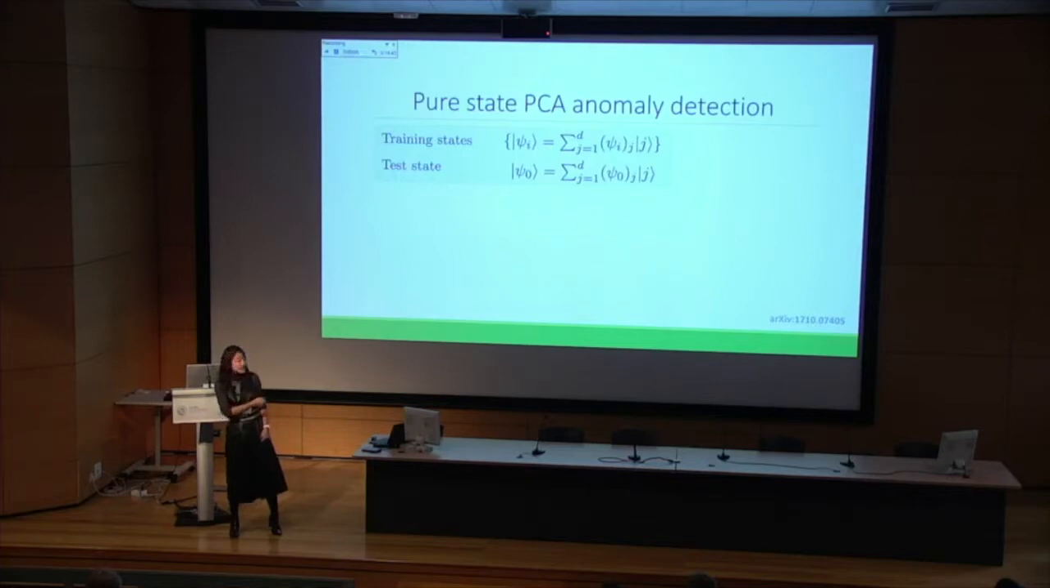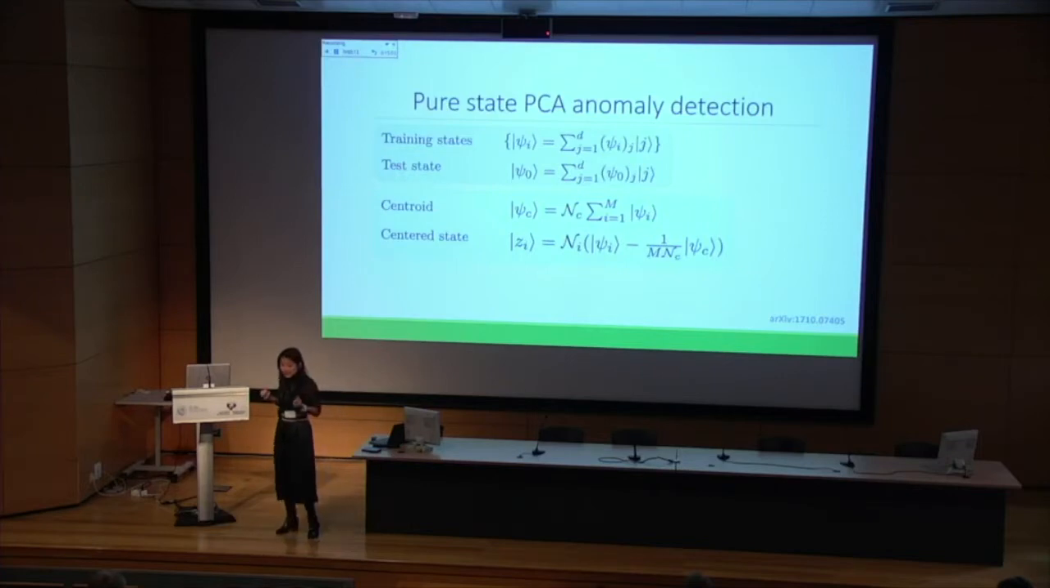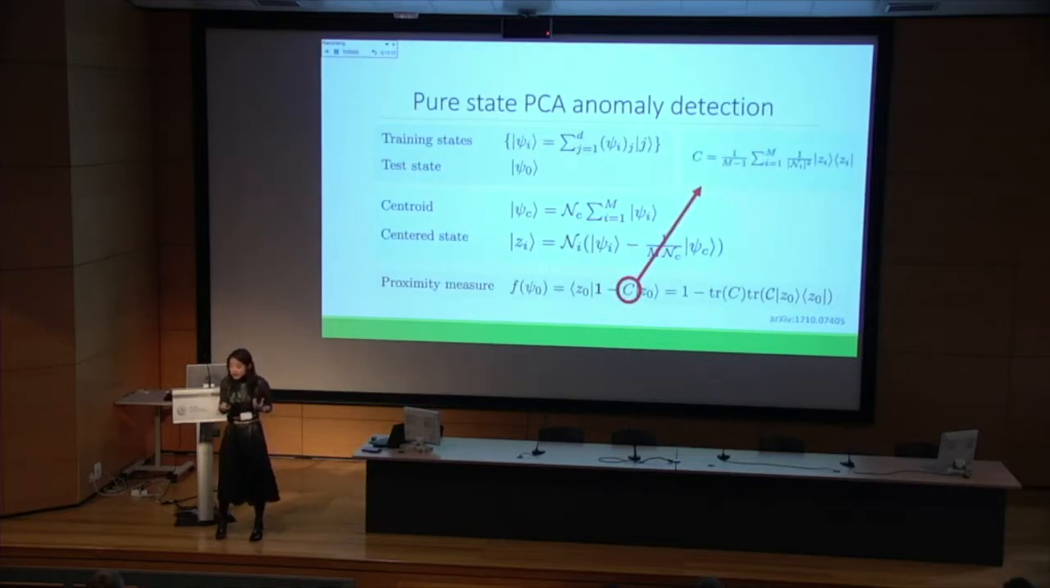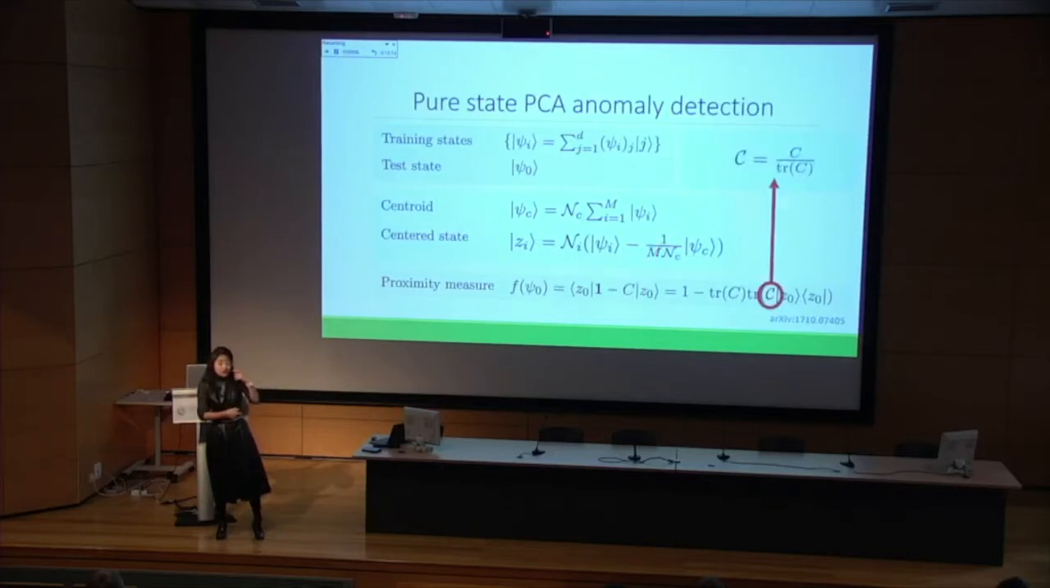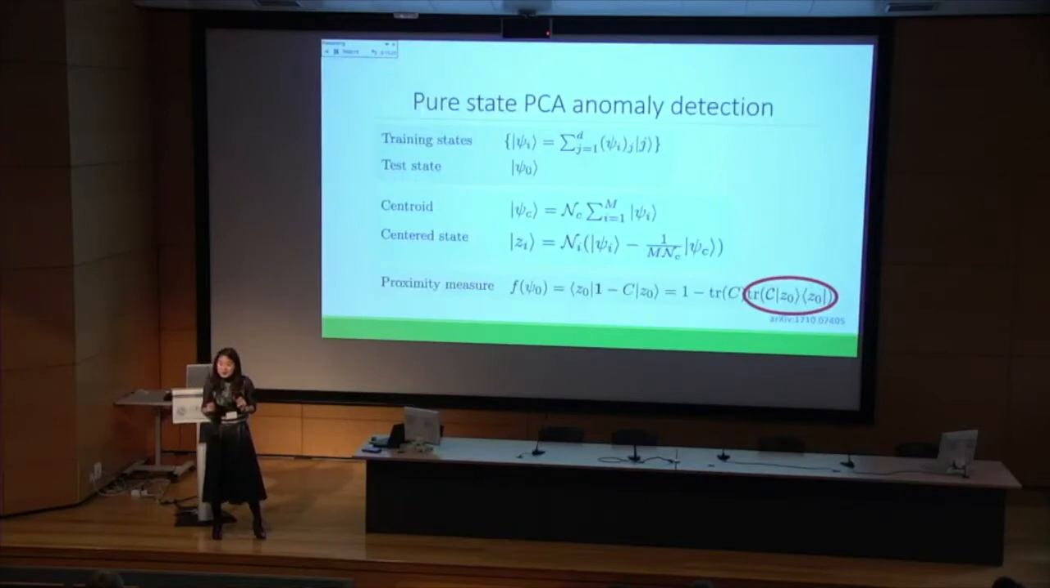So we have the pure state PCA algorithm. These are the states which we label as normal, and for the test data, we want to ask: is this a normal state or not? We can similarly define the equivalent of the centered states. And the proximity measure, if we translate it into quantum language, uses the corresponding covariance matrix, which we can convert into a quantum state that we can create. And in the end, the proximity measure would end up being a fidelity measure between this covariance matrix, which is a density matrix, and the centered state corresponding to the test data.